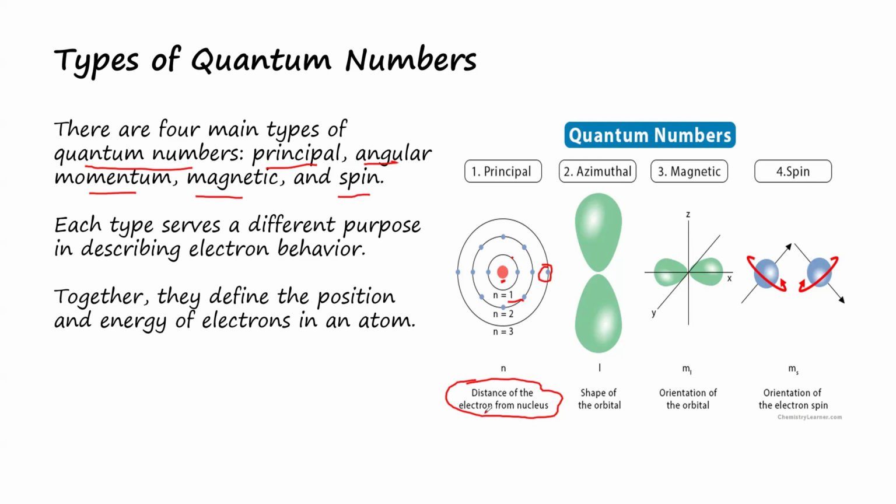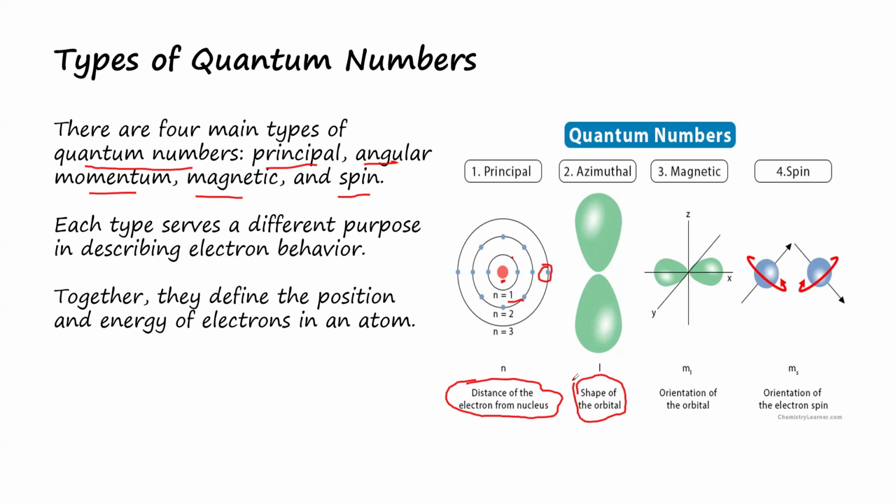It gives an idea of how far the electron is from the nucleus. Then the next one is the azimuthal quantum number. The azimuthal quantum number gives the shape of an orbital. Each orbital has its own shape, like the s orbital has a spherical shape, and the p orbital has a dumbbell shape.